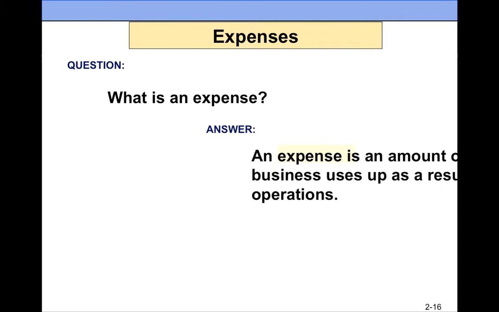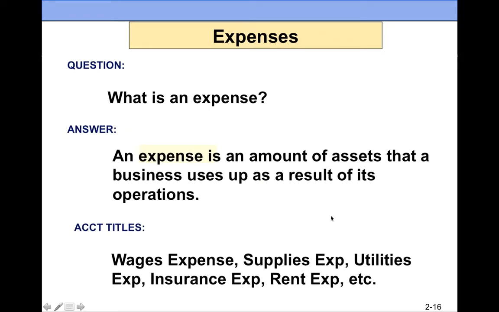And the opposite of it is expenses. As we are earning those revenues, we are incurring expenses. A very important verb, incurring. It doesn't matter if we pay for them yet or not. Expenses are amounts of assets that we use up as a result of operations. In order for me to make a sale, I have to pay salaries. I have to rent an office. I have to purchase utilities.